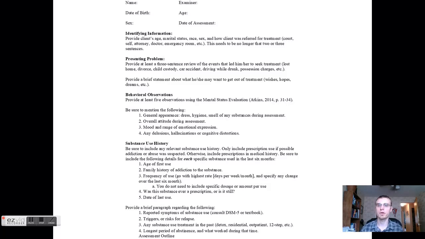First section is identifying information. Be sure to provide the client's age, their marital status, race, sex, and how the client was referred for treatment, whether it was themselves, court, attorney, doctor, who thought this would be a good idea for them to come in and look for services. Make sure this is no longer than 2 or 3 sentences. Keep it very brief when you're doing this identifying information. What's the reason they're here, basically?